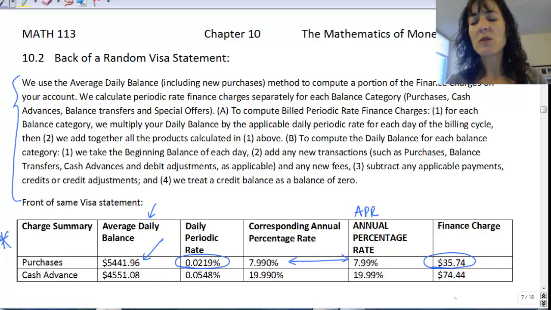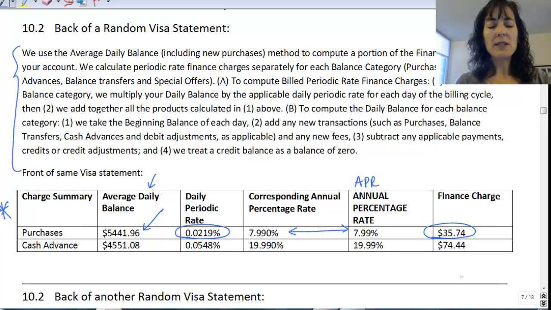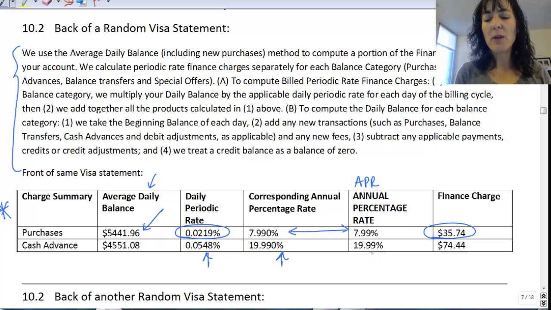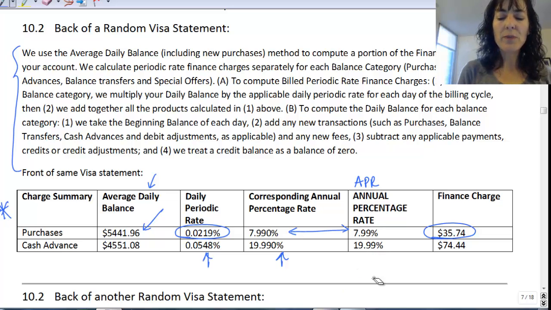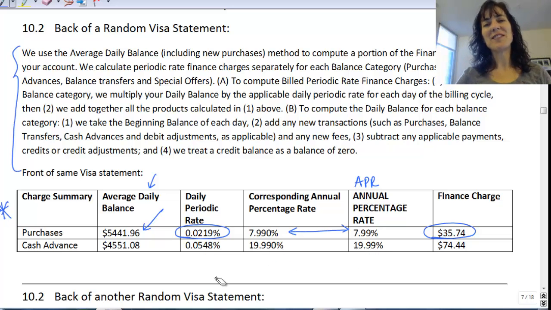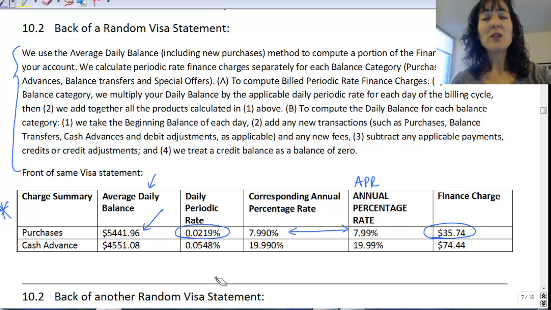And then also see if you can figure out the finance charge, how it was calculated. And then the same thing for that cash advance. It's a very similar thing. It just has a different daily periodic rate and a different APR here. So those are different than the purchases APR. Okay, see if you can figure those out.